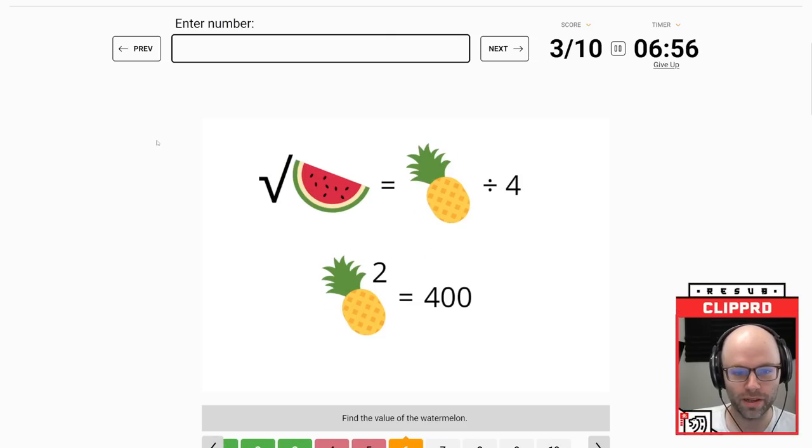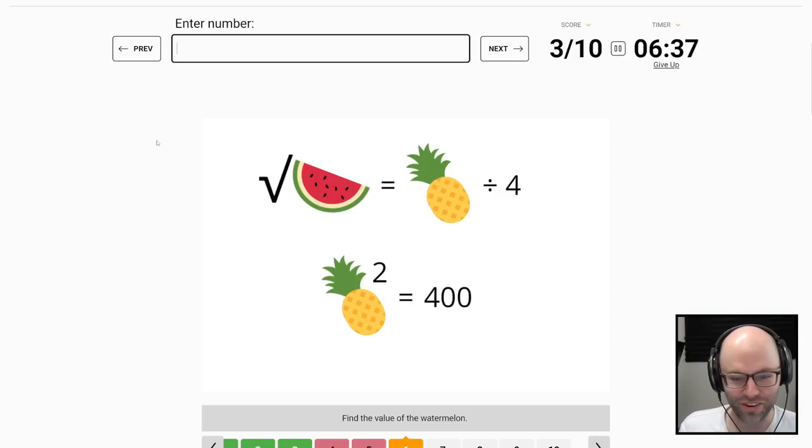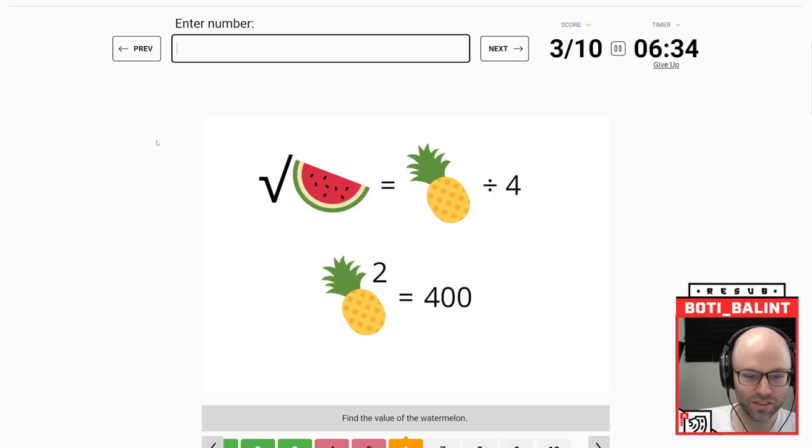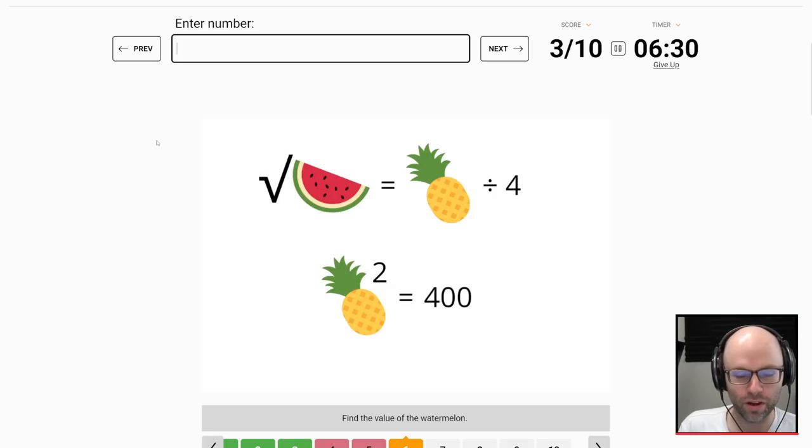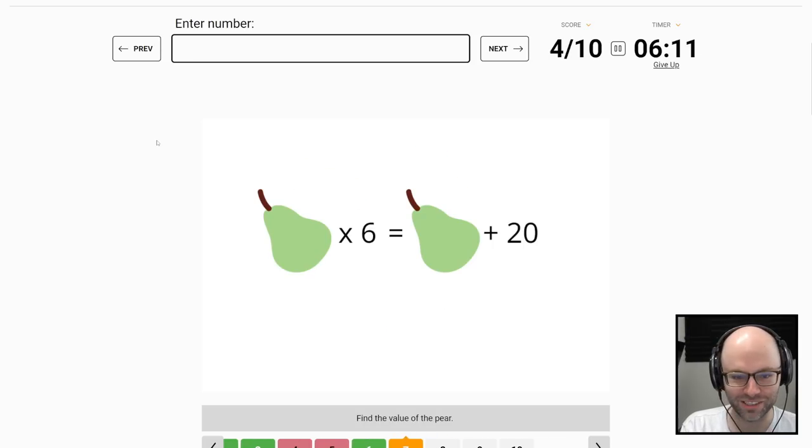The square root of watermelon equals pineapple divided by 4. Pineapple squared equals 400. Okay, find the value of the watermelon. Everyone chill out, okay? Everyone relax. 20 squared is 400. So the pineapple is 20. The pineapple divided by 4 is 5. Which means the square root of watermelon equals 5, which means the watermelon is 25. Okay, he's done it. He's done it.